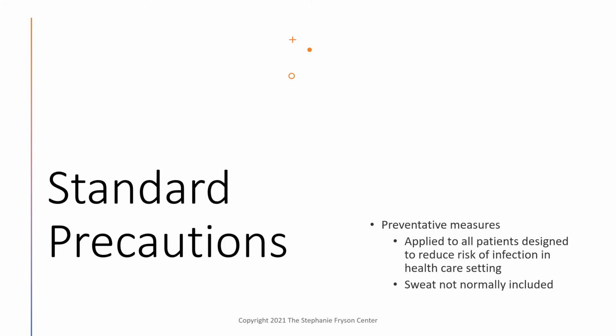Standard precautions is different. This is preventive measures applied to every last patient, designed to reduce the risk of infection in the healthcare setting. The only thing that's not really included is sweat, but all other body fluids, tissues, brain matter, any type of sample you can think of coming from a patient is included in standard precautions. So therefore you should know the difference between universal precautions and standard precautions.